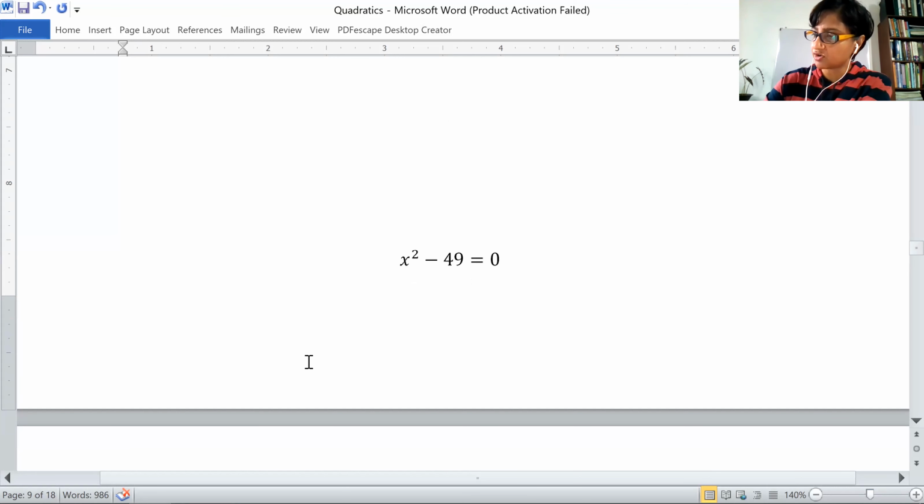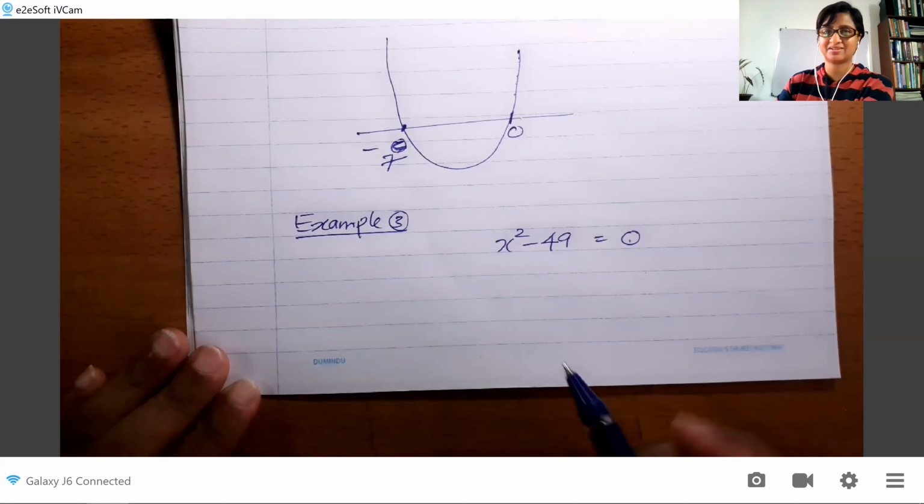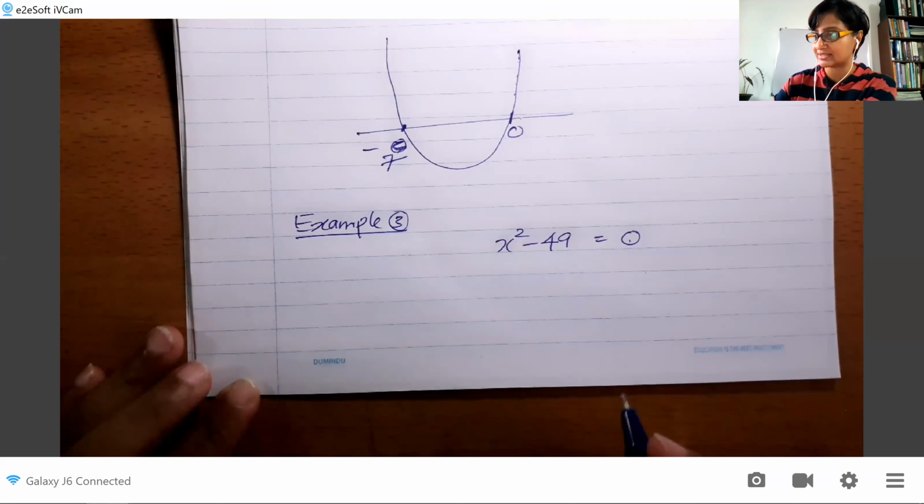x squared minus 49 is equal to 0. You can think of this in two ways. You can just move the 49 to the other side and square root both sides, or you can factorize this again. We are doing it by factorizing, right? So this can be factorized. This is a difference between two squares.